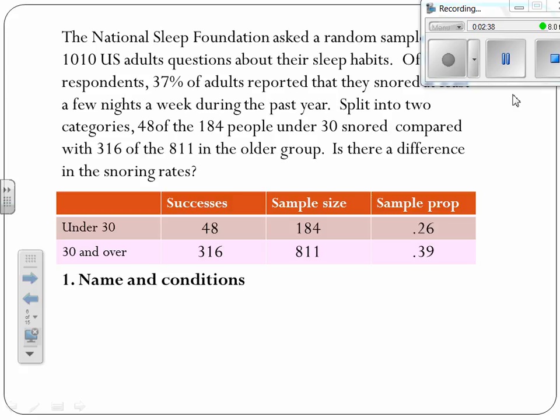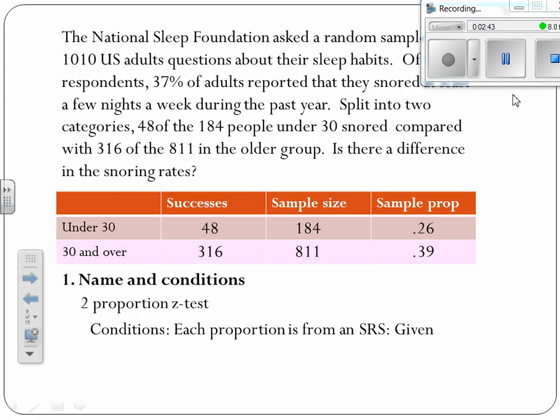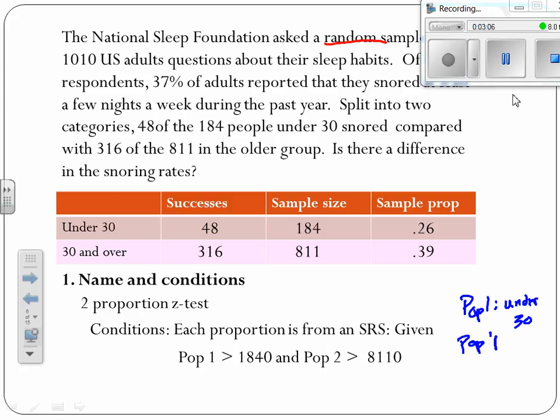So first things first, name this test. This is a two proportion z-test, and we start running through conditions. Each was random, right? They split into two groups, and they did a random sample, it's up at the top. Next, population 1 and population 2. Here we're going to call population 1 those that are under 30, and we'll say population 2 is 30 and over. So far the first two conditions are met.